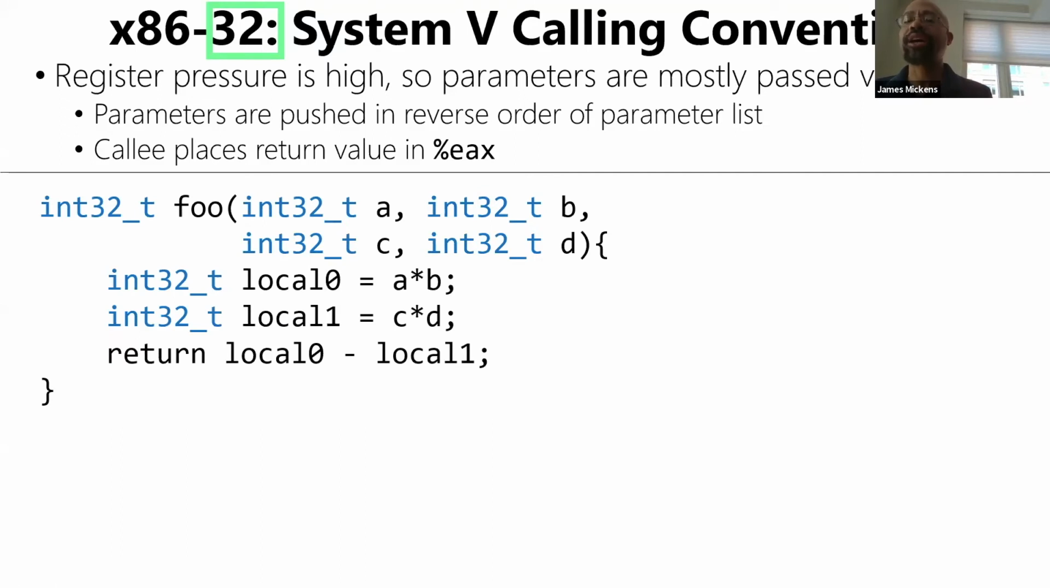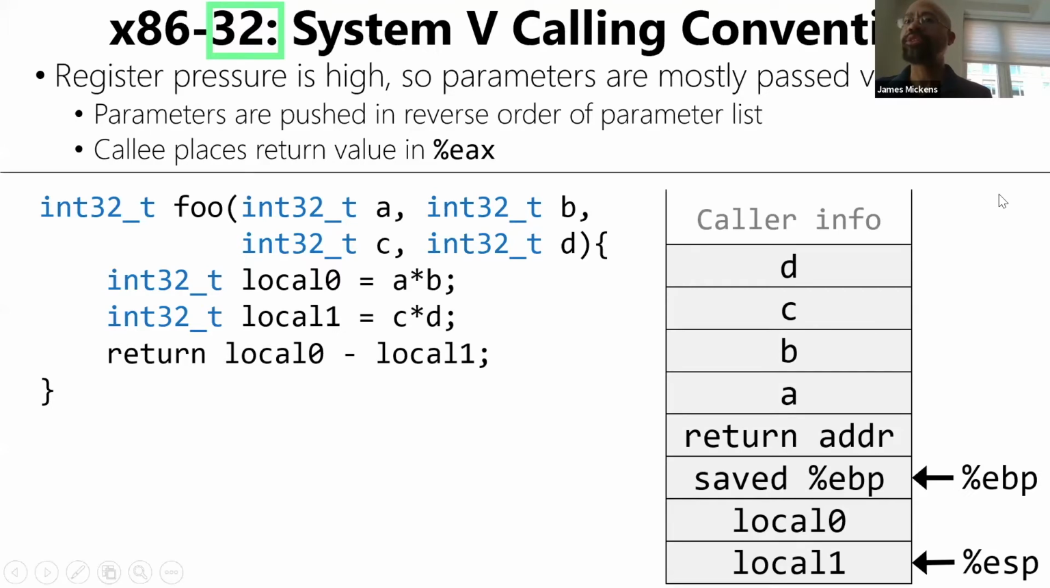So now we've got a foo function again. Now it's got 4 integer arguments A through D. It's got 2 locals as before. So if we look at the stack, what are we going to see? We're going to see those arguments pushed onto the stack in reverse order of the parameter list.